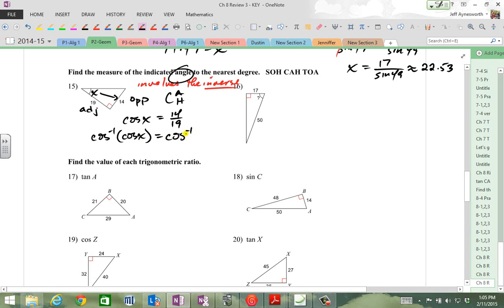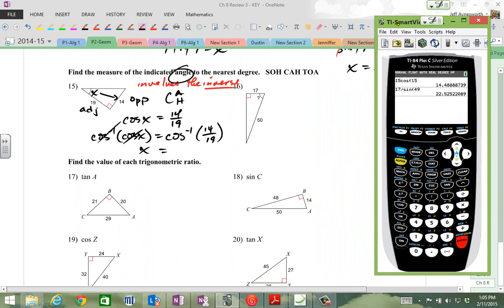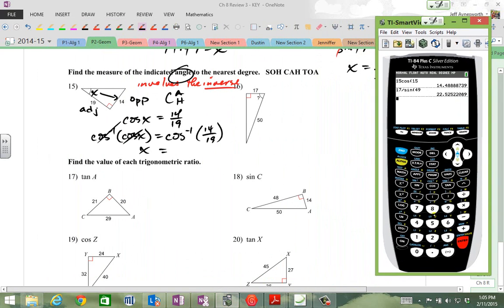There it is right there. That's the notation of the inverse cosine of 14/19. The functions cancel, and I get this, and that's a calculator problem. So we get the inverse cosine, so you go second cosine to get the inverse. And 14 divided by 19.